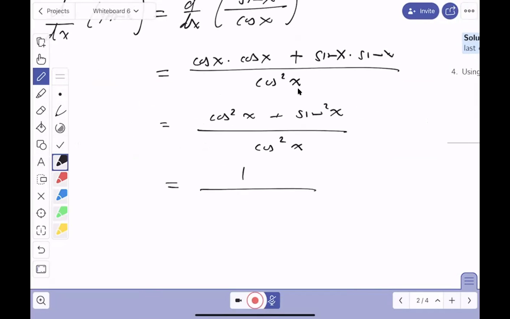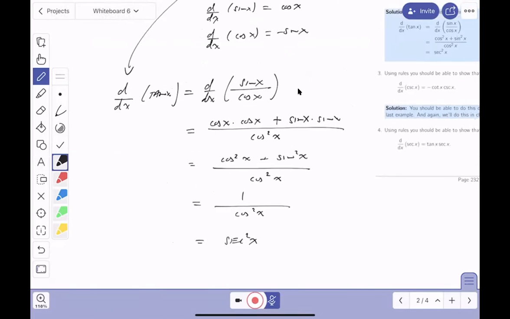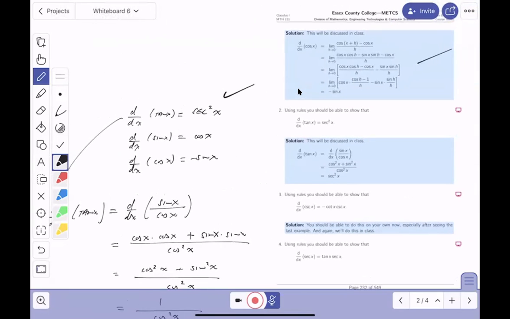What does that give you? 1 over cosine squared x, which we know to be secant squared x. Is that what we're supposed to do? Yes, that's what we're supposed to do. So number 2 is done. Let's go to number 3.